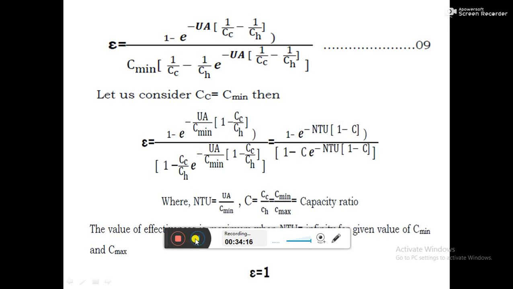For a given value of C minimum and C max, if the NTU value is infinity, then the effectiveness of a counterflow heat exchanger becomes equal to 100%, because e to the power of minus infinity is 0. It becomes 1 minus 0 by 1 minus 0, which is 1 by 1, and the effectiveness of the heat exchanger is equal to 1 if the value of NTU is equal to infinity.